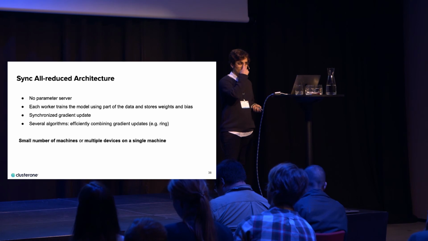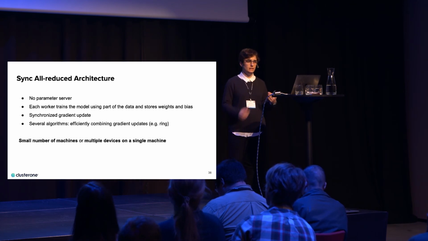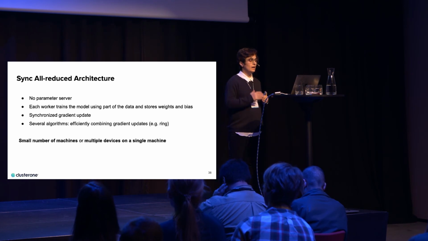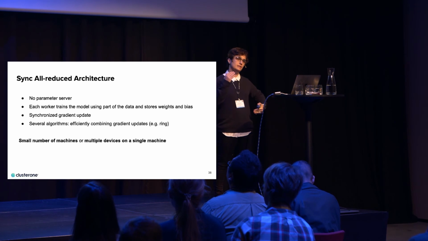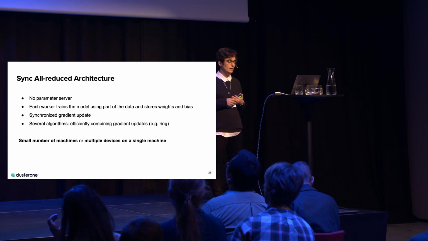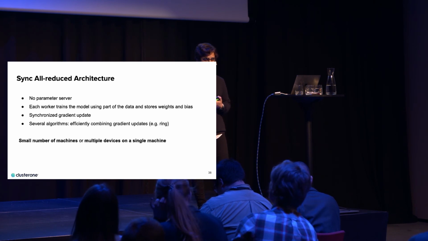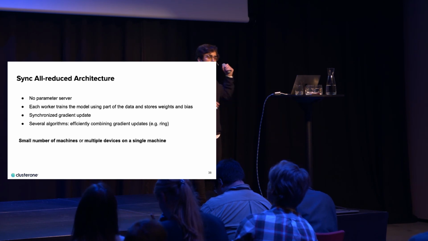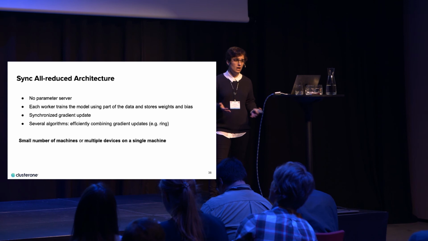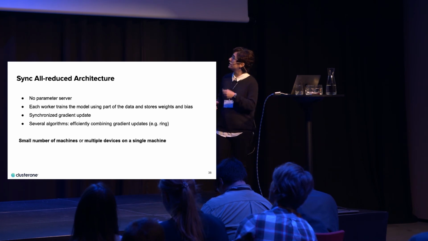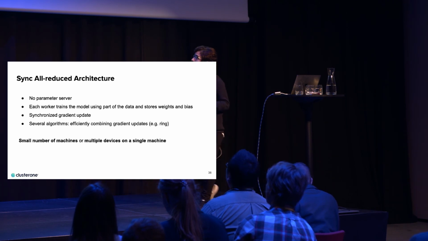Getting back to algorithms, let me talk a little bit about all-reduce. All-reduce doesn't require parameter servers. Each worker communicates with all other workers, trains the model using its part of the data, and stores the weights and biases. The gradient update happens in a synchronized manner, and you might think that this slows down the speed that we gain with the asynchronous parameter server worker model. But if you use this on a small number of machines, or multiple devices on a single machine, like NVIDIA GPUs, this is a good case for improving performance. And there are several published algorithms that efficiently combine gradient updates in all-reduce.